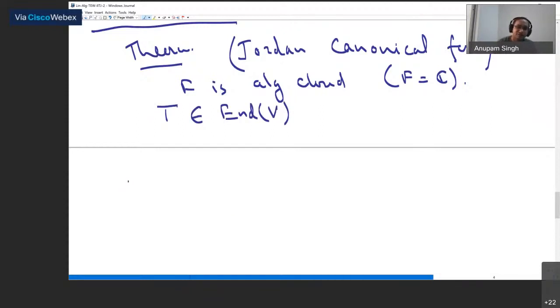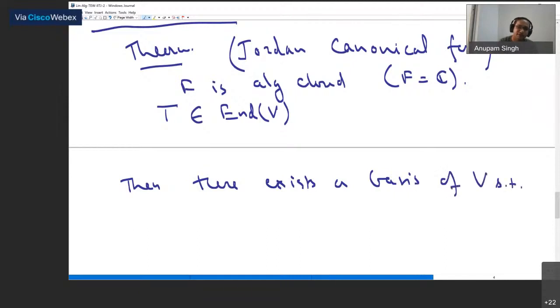then there exists a basis of V such that the matrix of T looks like the following.